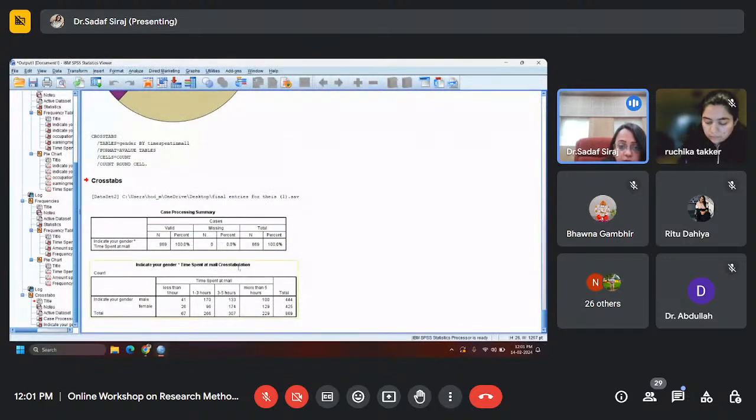Once I click on OK, there is a table which again you people can see. It is dividing the responses into males and females, and it is giving the time that is spent in the mall. So in the population of males, where the total number was 444, it is giving you the data as to how much time was spent by the males in the mall. And in case of females, where the total number was 425, it is telling you the number of females who were visiting the mall for different durations.